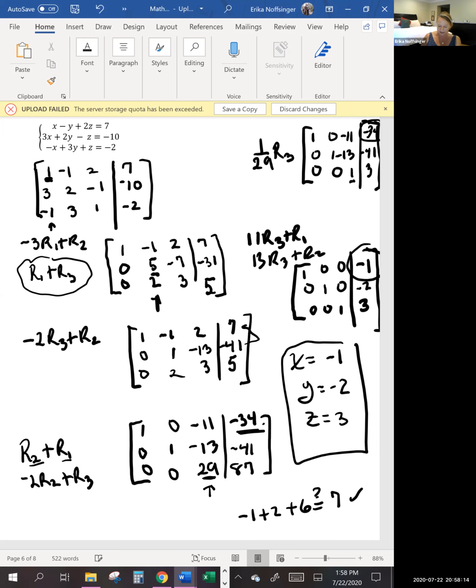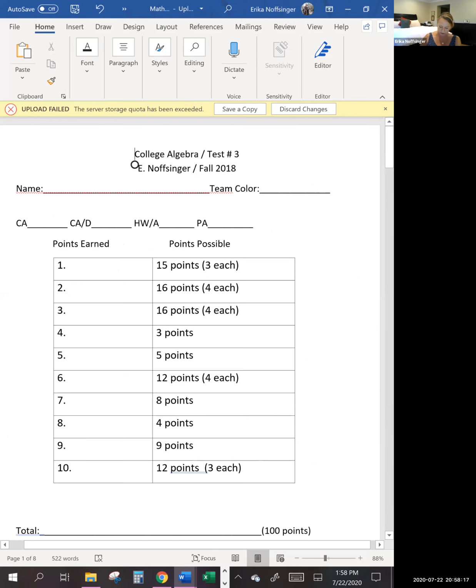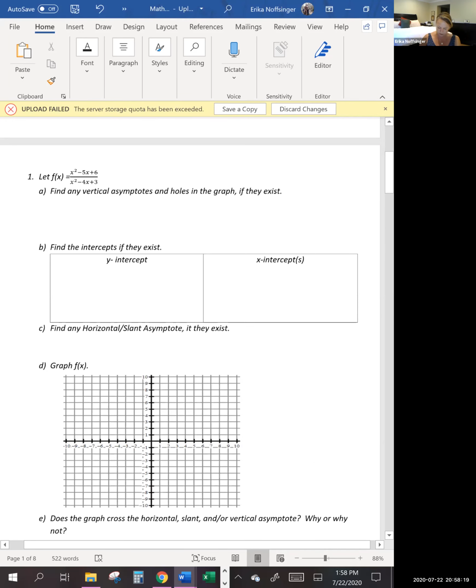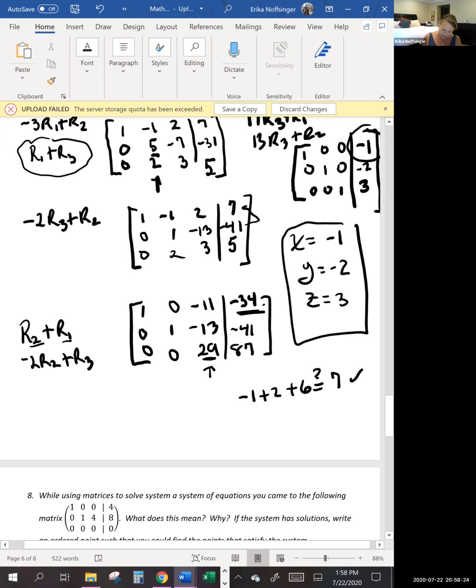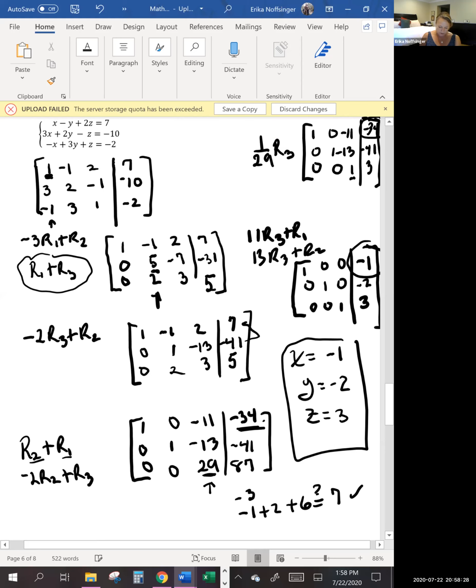Plugging in the second equation. So 3 times -1 is -3. Oops, shoot. And so we got -3. -2 times 2, so that's -4. Z, so -3. Is this equal to -10? And it is.